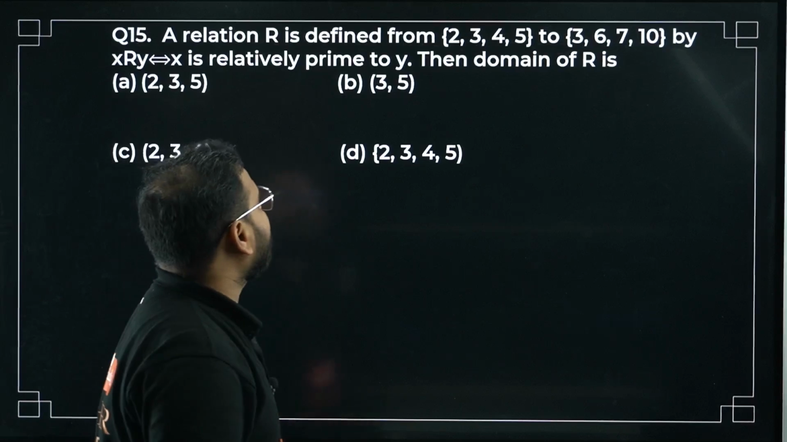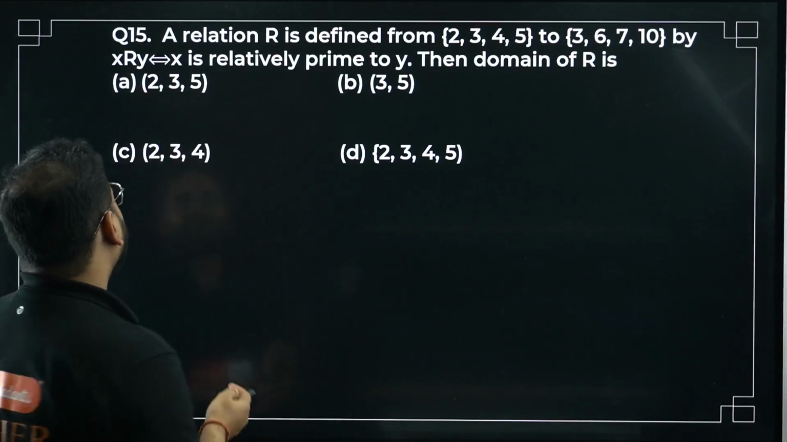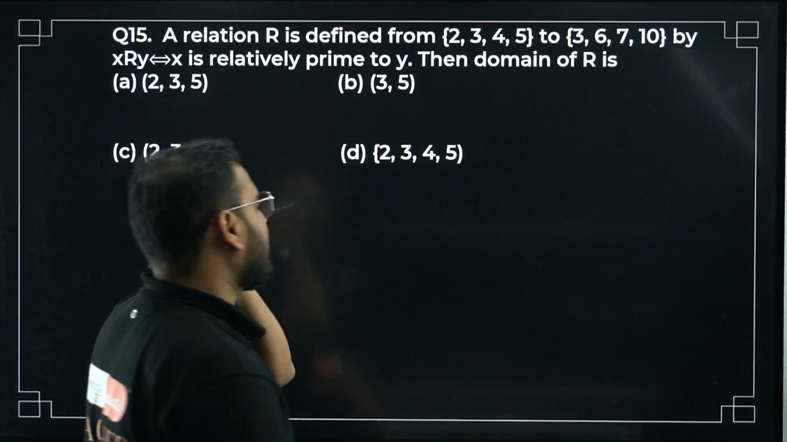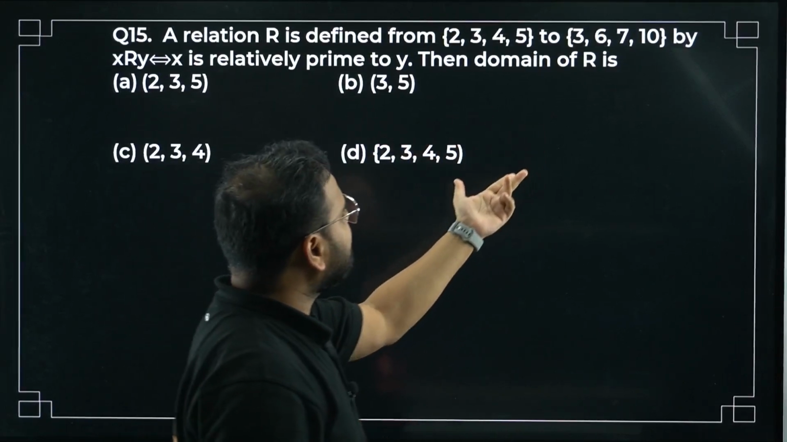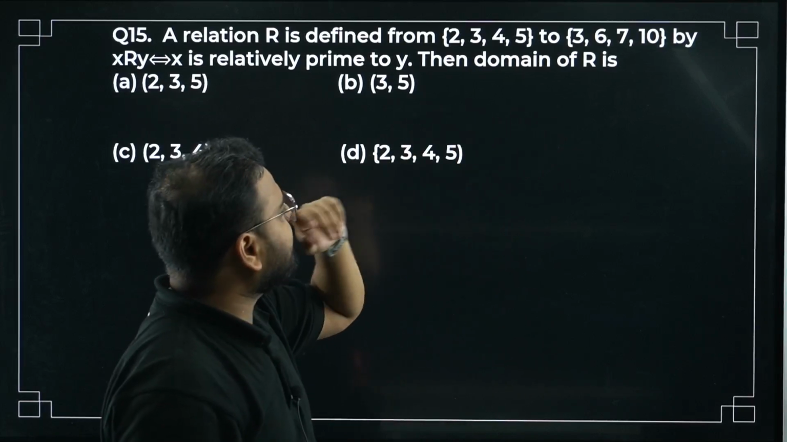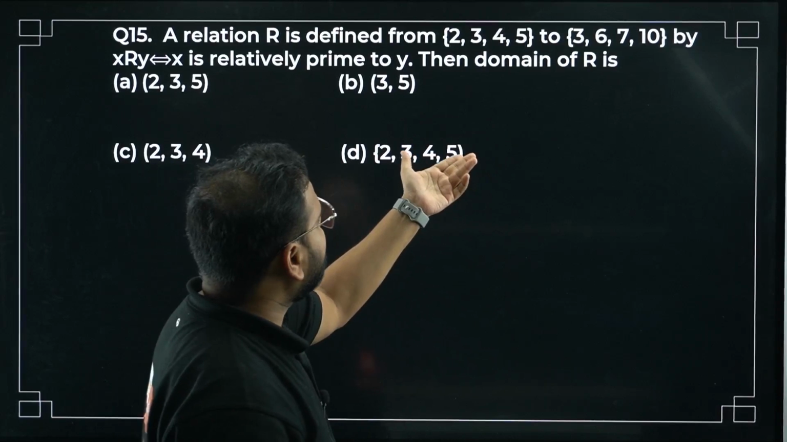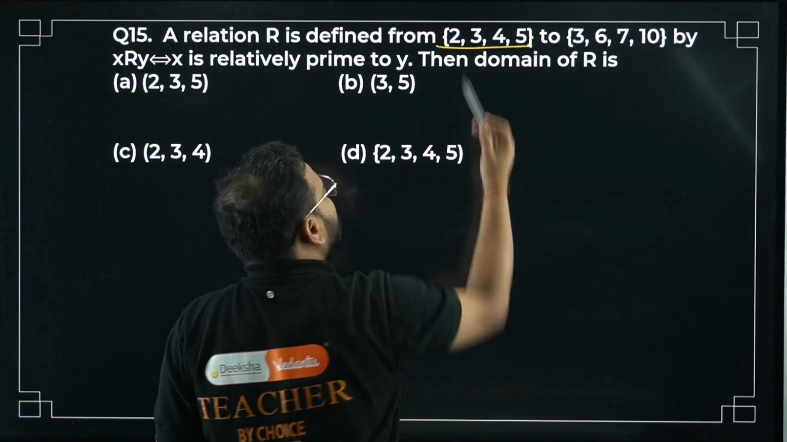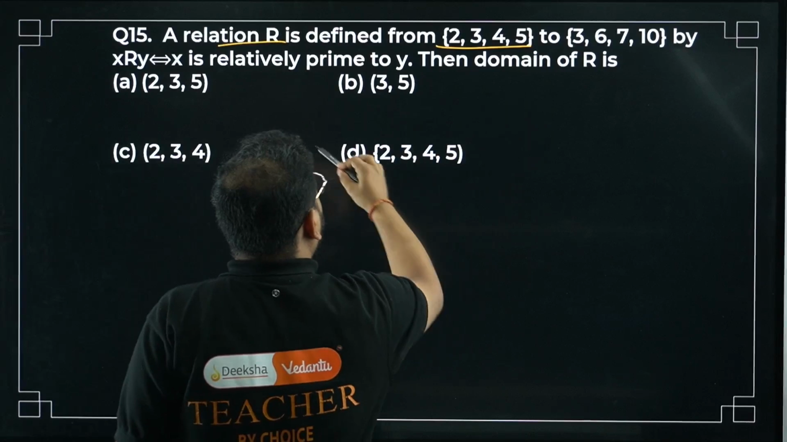A relation R is defined from 2, 3, 4, 5 to 3, 6, 7, 10 by xRy, x is relatively prime to y. Okay. 2 is prime to 3, 7. Correct, no? 3 is prime to 7 and 10. 4 is prime to 3 and 7. And 5 is prime to 3, 6, 7. It means, bacha, all these 4 can be the answer for the domain of R.